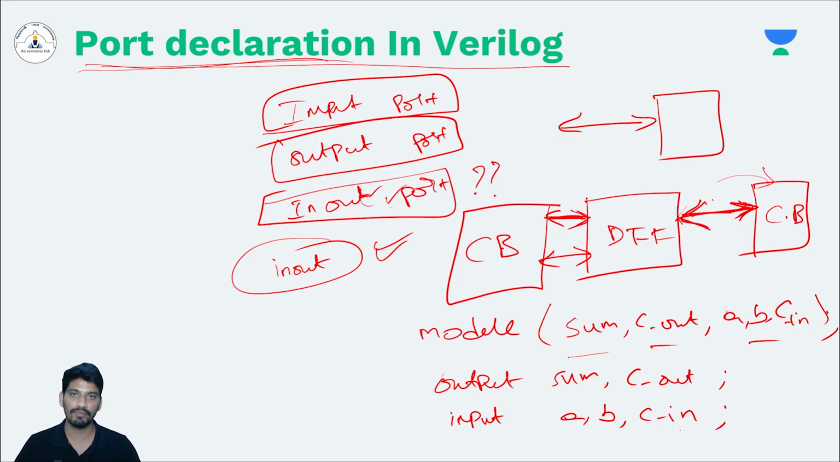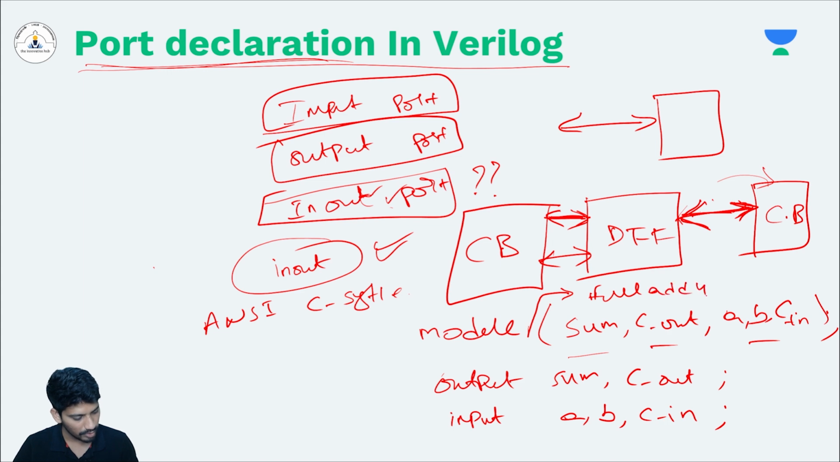There is one more way of declaration that is called ANSI C style declaration. In this, what you can do is, here you need to write the module name also. Don't forget that if you don't write the module name, you cannot call that module. So the module name is full add 4. So if you want to write the same thing in ANSI style, then you need to write like this.